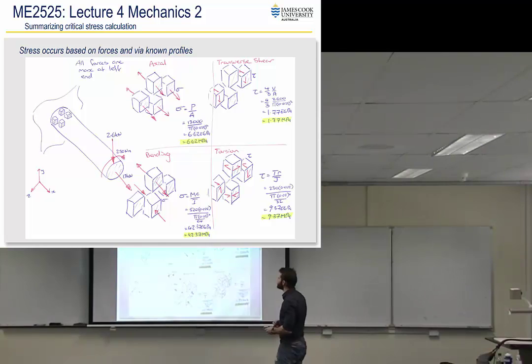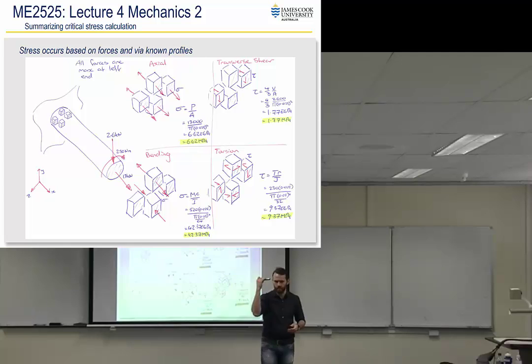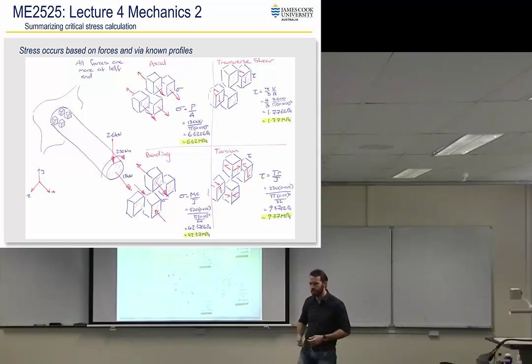So, newtons, metres, result is pascals: 6.62 by 10 to the 6 pascals, which is obviously a megapascal. So 6.62 megapascals is our axial stress, which isn't all that much. Now, arbitrarily we can choose whichever, but our axial force, shear force diagram, bending moment diagram, torque diagram is the order of the diagrams, and that's the order of the stresses I've calculated here.